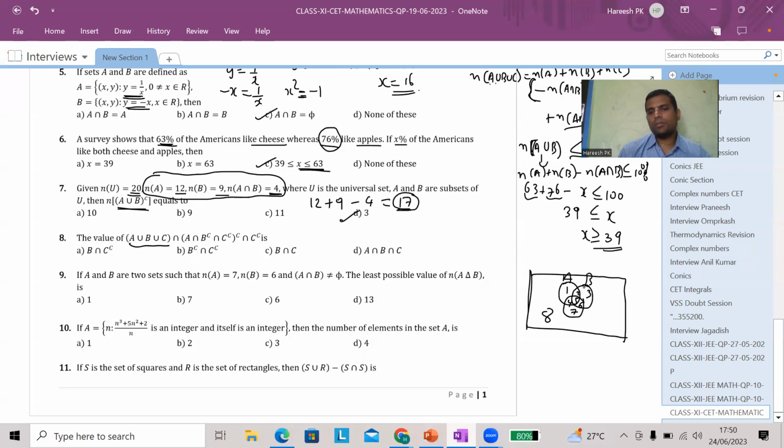I'll call this A, B. A union B union C is all numbers between 1 to 7. So I can say 1 up to 7. Right? Everything put together is A union B union C. And what is C complement? Set C is 4, 5, 6, 7. So C complement should be 1, 2, 3 and 8.